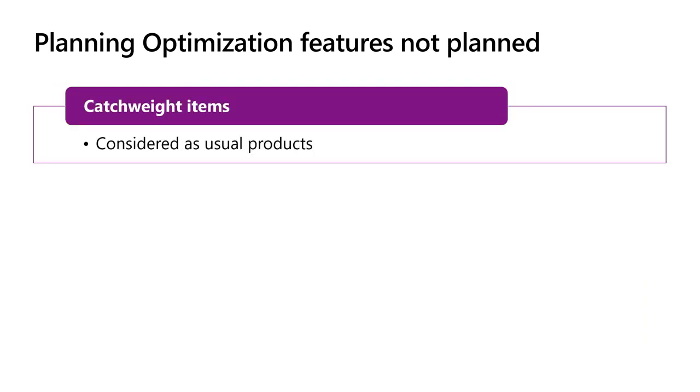After all of these features that we've released and talked about what's coming, there are still a couple of gaps in planning optimization that we are not currently planning to support at the moment. The first feature is catch weight items. And when planning optimization runs, they are considered as regular products. So what that means is we're not considering catch weight values. We're just looking at the inventory unit values when we generate planned orders.